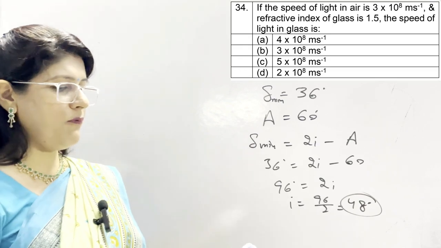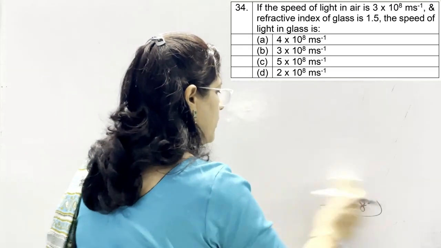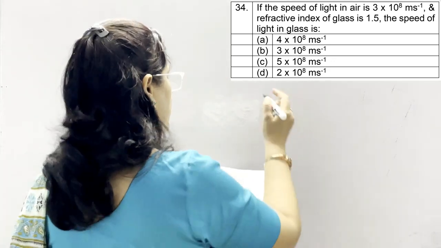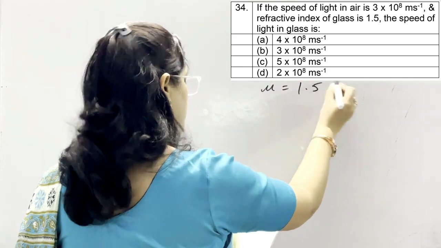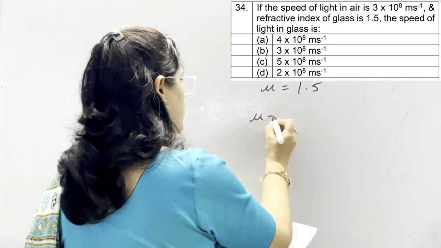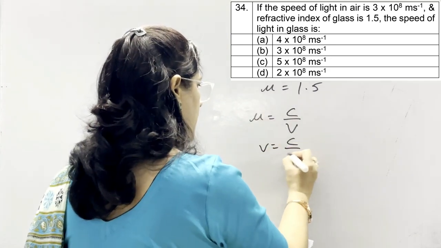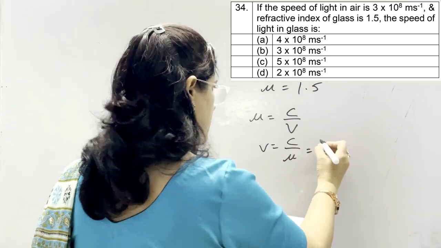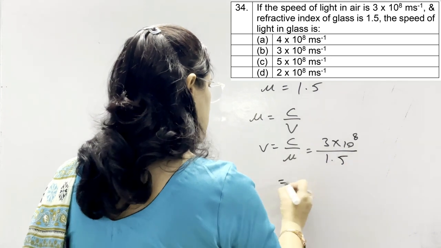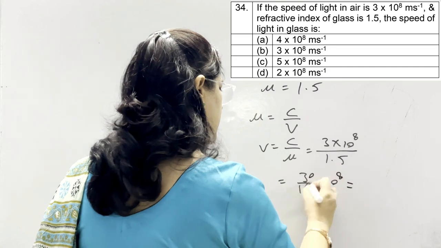In question number 34, if the speed of light in air is 3 into 10 raised to power 8 meter per second and refractive index of glass is 1.5, mu is 1.5. The speed of light in glass. We know the formula: mu is equal to C upon V. So V is equal to C upon mu. Value of C is 3 into 10 raised to power 8 and value of mu is 1.5. So 3 upon 1.5 into 10 raised to power 8, it means 2.